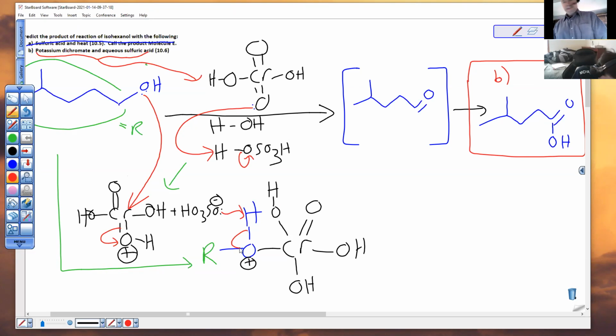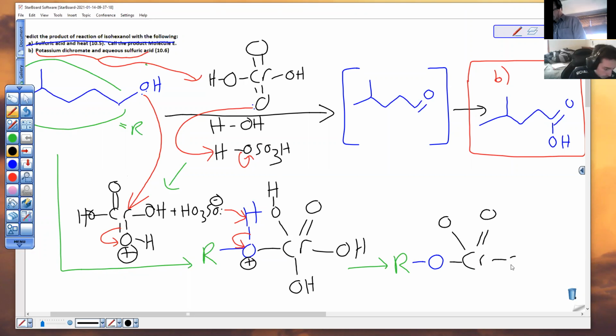Oh, a little hasty on that arrow. You can grab the H. Sigma becomes lone pair. And we generate this intermediate, which is one step away from being what we call a chromate ester. In fact, I'm going to draw it a little differently. Not really, though, just color it differently. Let's use purple.